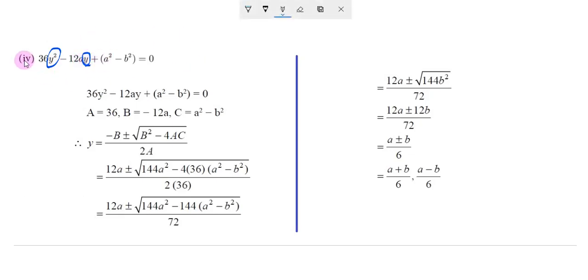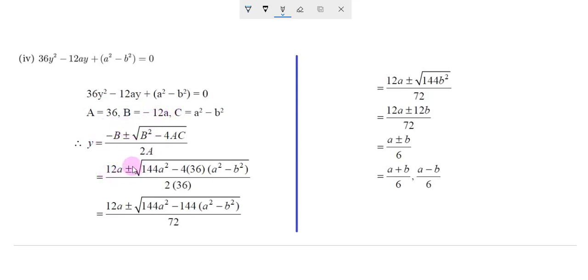So the remaining terms, whatever they may be, we may take as a constant term. Understood? So the constant term c equals a square minus b square. Now we may apply the terms in this formula. So y equals minus b plus or minus root of b square minus 4ac, whole divided by 2a. Minus b means b already has a minus, so here we take minus, which means this will be plus.